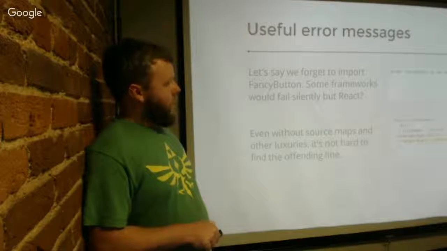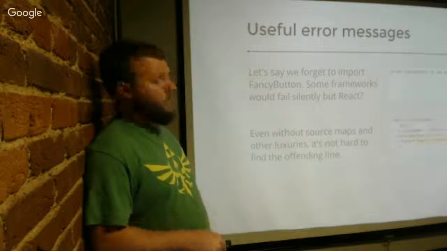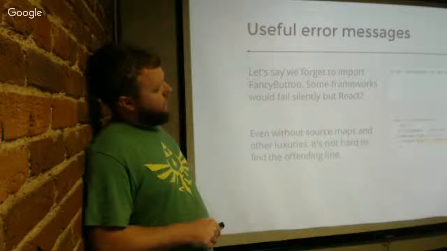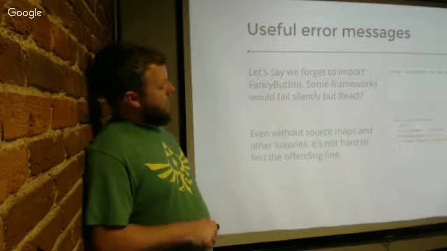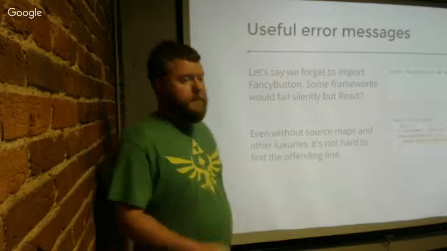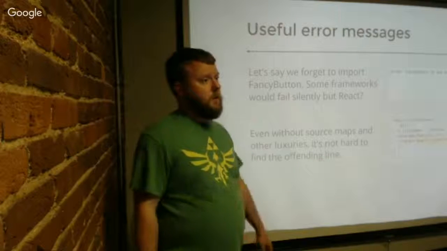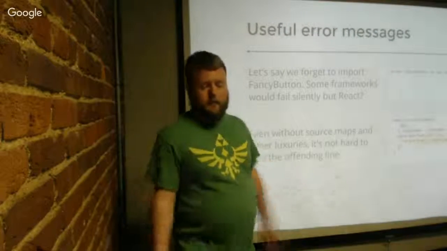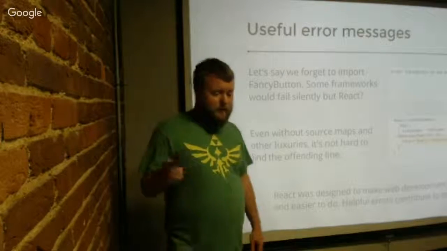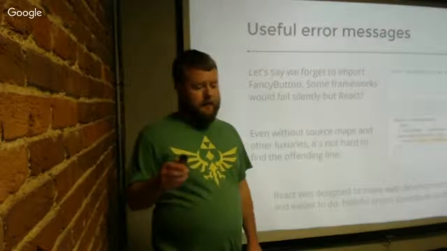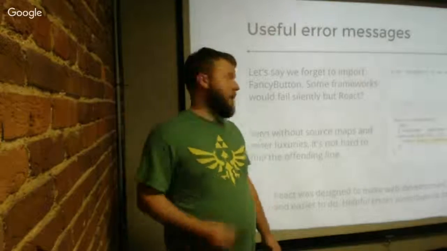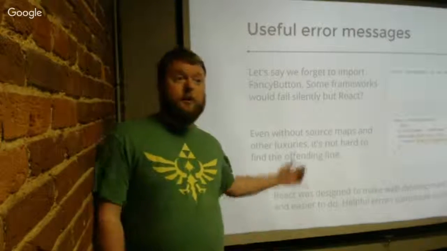I recreated it here, but this is what my browser console looked like whenever I clicked on those three dots there. It gave me this output, and it was like, hey, here's your problem there, guy. So that's a lot more useful than "fn is not a function, got object," right? React was designed to make web development faster and easier to do. Helpful errors definitely contribute to this. Are there any questions so far?